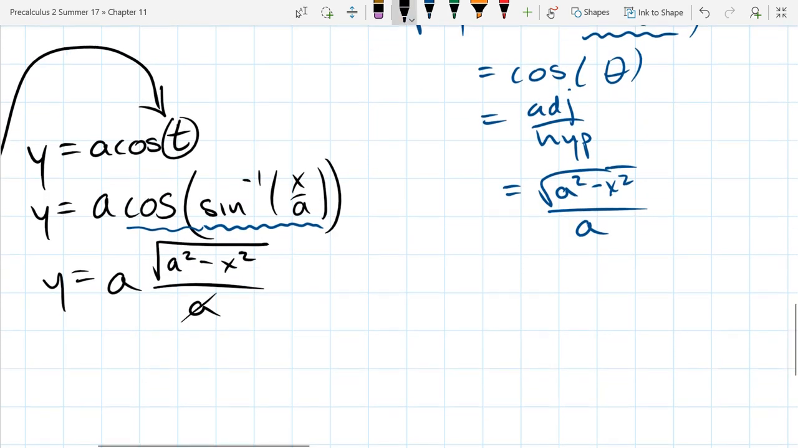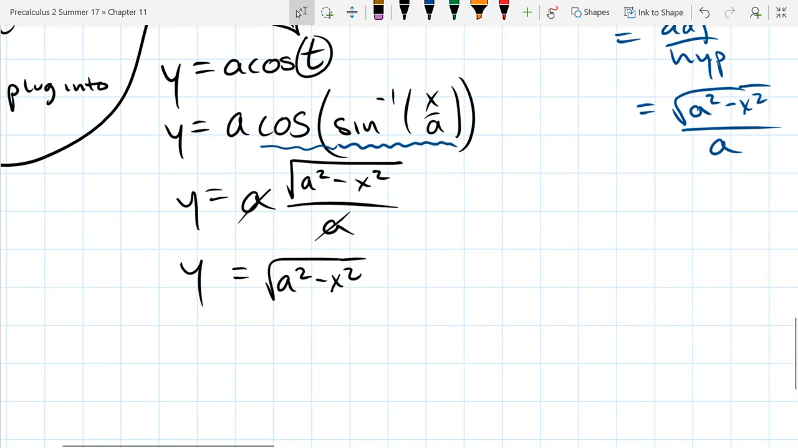So first thing, notice a is going to cancel out. So this looks like it got a little bit better. We got y squared equals square root a squared minus x squared. Getting closer. I don't really like square roots, so let's square both sides of the equation.